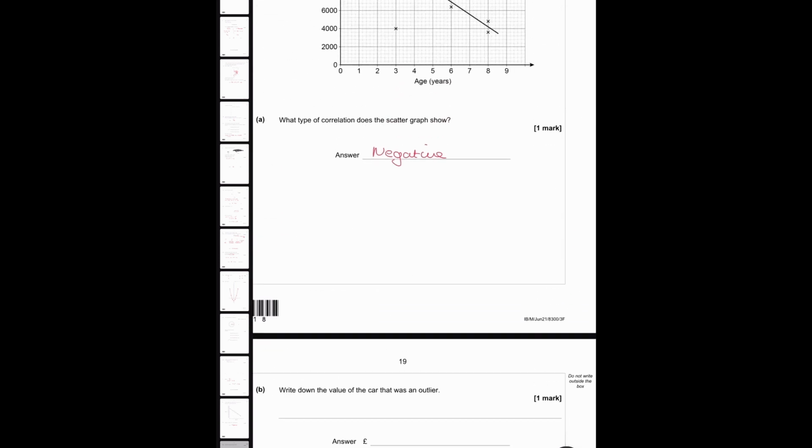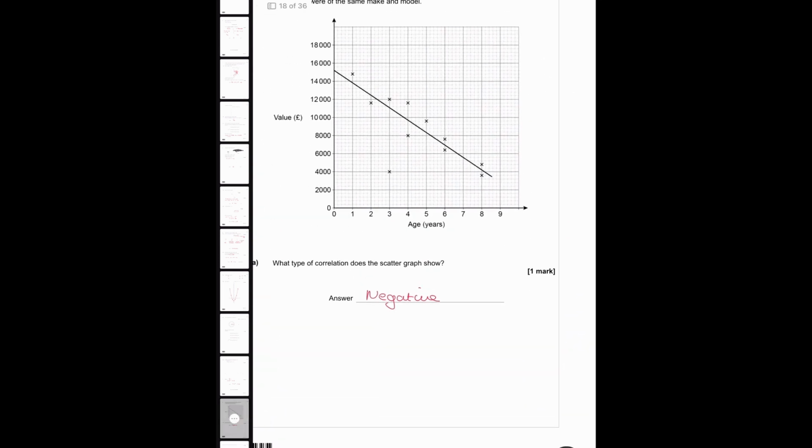The next part of the question says write down the value of the car that was an outlier. So let's look back at our data. There is one point here that doesn't follow the trend. There is this point here, which is 4,000 pounds.